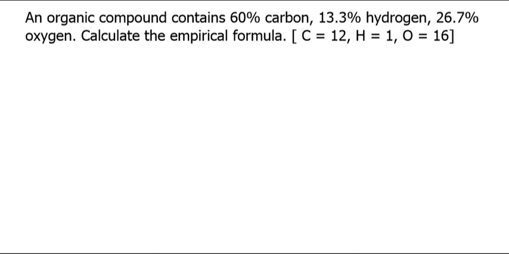An organic compound contains 60% carbon, 13.3% hydrogen, 26.7% oxygen. Calculate the empirical formula. Given the atomic mass of carbon to be 12, hydrogen 1, and oxygen 16. Solution.